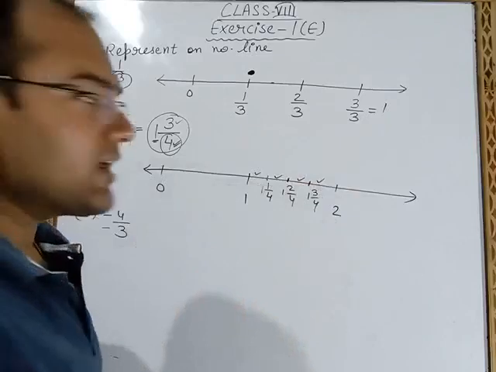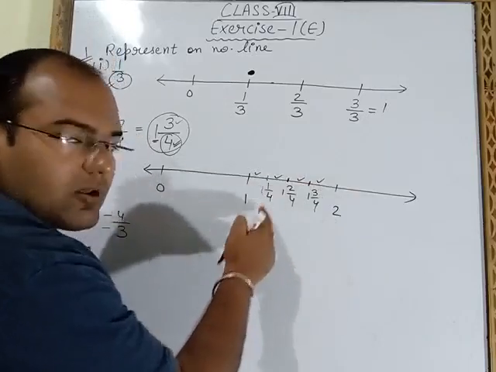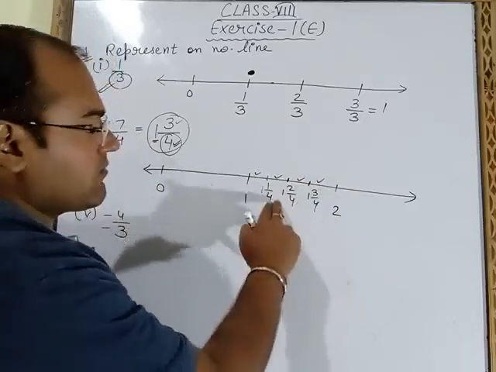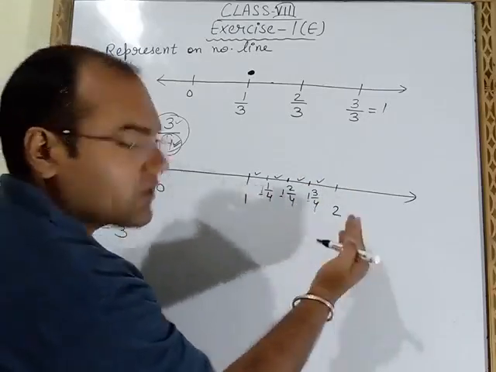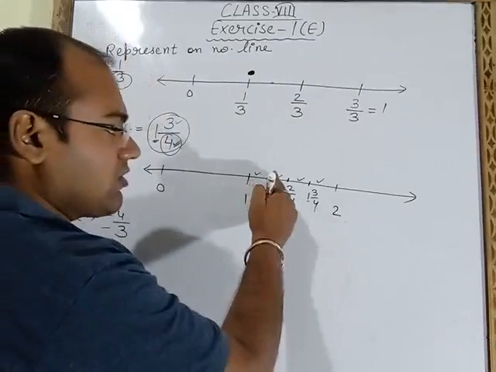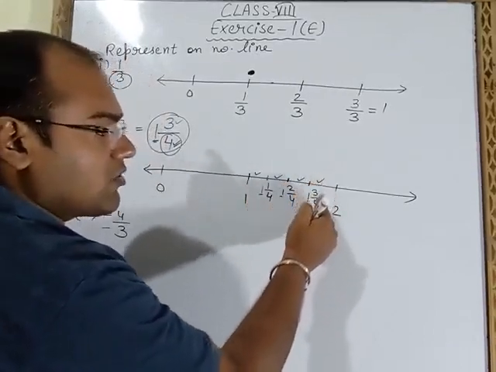4 divisions will be there. First division will be 1 whole 1 upon 4. Second division will be 1 whole 2 upon 4. In the whole you have to take 1 only, because these numbers are coming after 1. So this is 1 whole 1 upon 4, 1 whole 2 upon 4, 1 whole 3 upon 4.